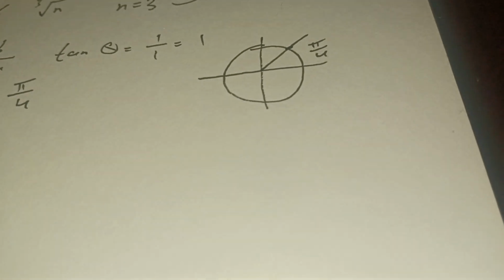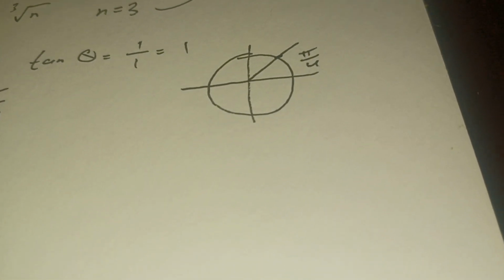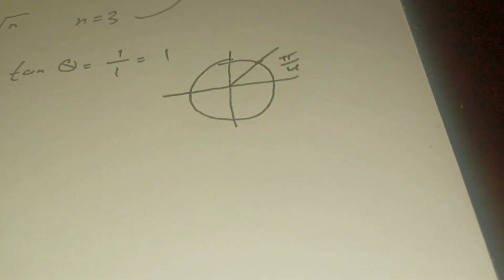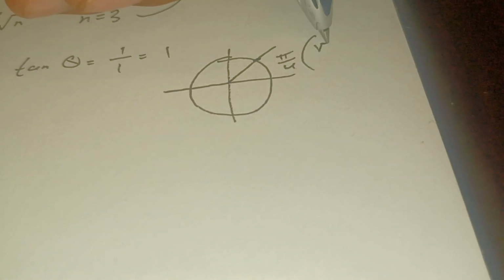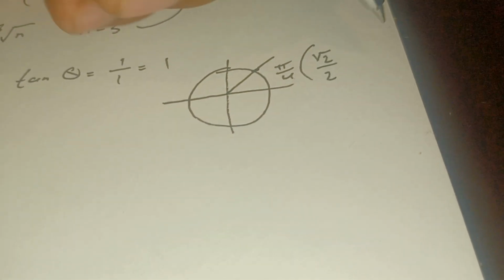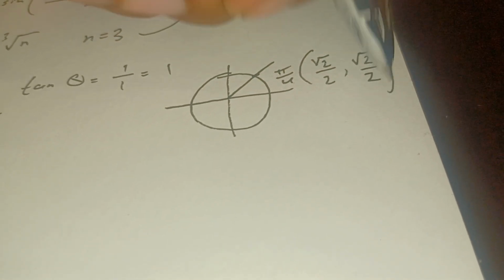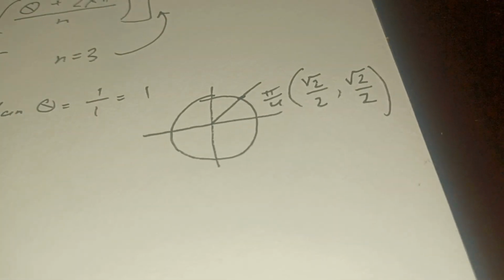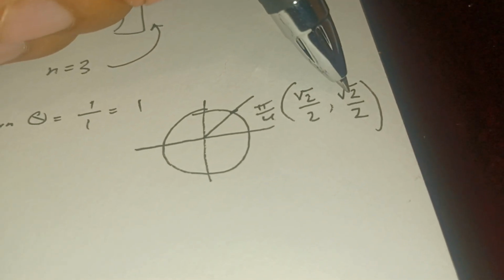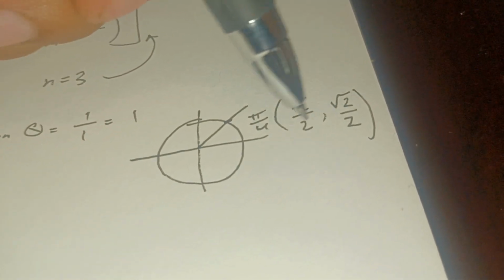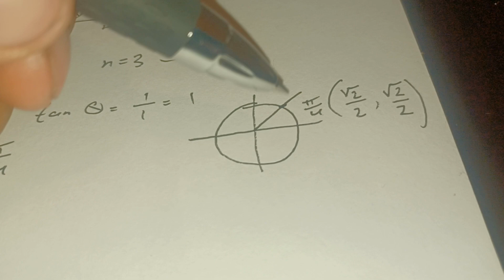You should already know this, but the coordinates, the x and the y for pi over 4, are the square root of 2 divided by 2 for the x, and the square root of 2 divided by 2 for the y. Sine is going to be the y value, cosine is going to be the x value. You divide these two together, you're going to get 1.